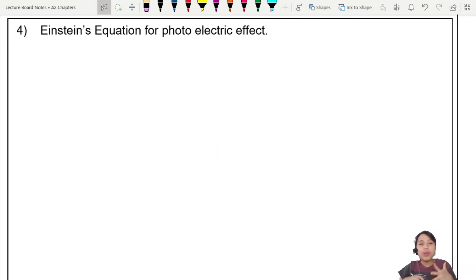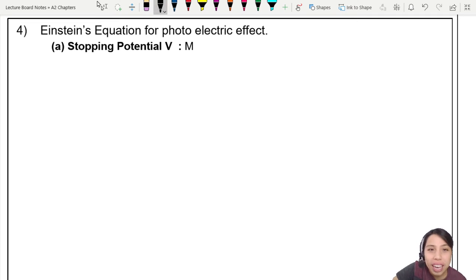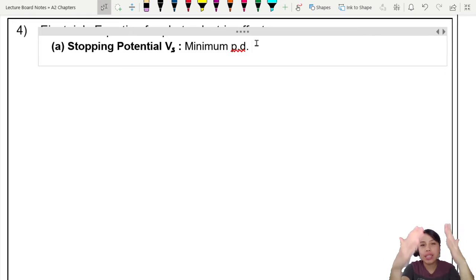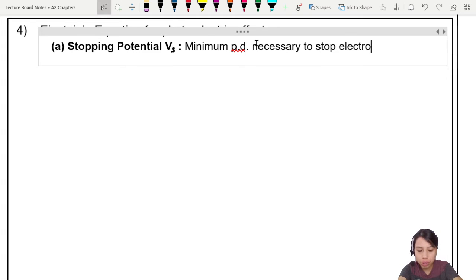Now we are ready to look at the whole Einstein equation of the photoelectric effect. Previously we learned about the stopping potential, also known as Vs. So what is the stopping potential? The definition that you need to know is that it is the minimum potential difference between the cathode and the anode, the minimum potential difference necessary to stop the electron flow in the photocell.